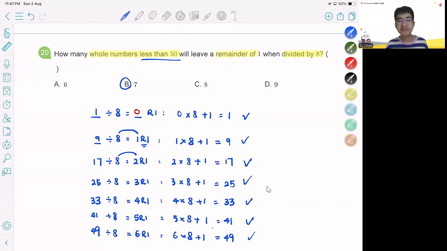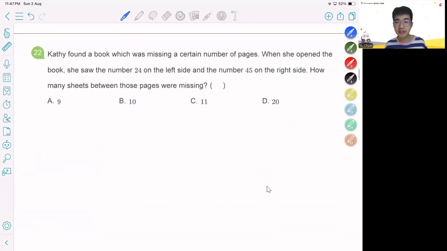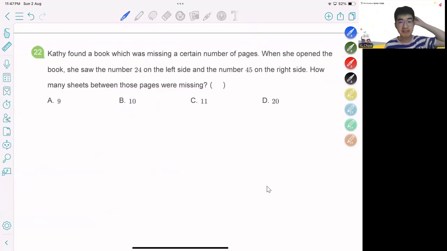All right, now let's move on to the next question, which is question 22, a quite special page problem. Usually for page problems, I'll ask for a number of digits, etc. But over here, Kathy found a book which was missing a certain number of pages. When she opened the book, she saw the number 24 on the left side and the number 45 on the right side. How many sheets between those pages were missing?